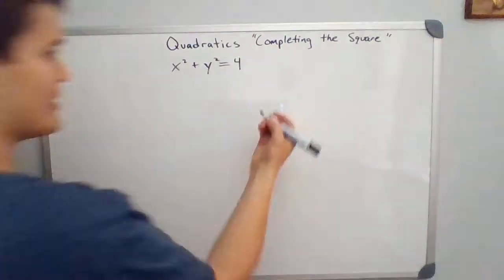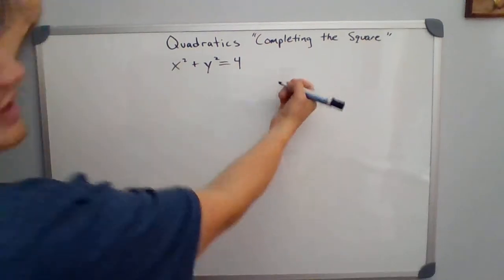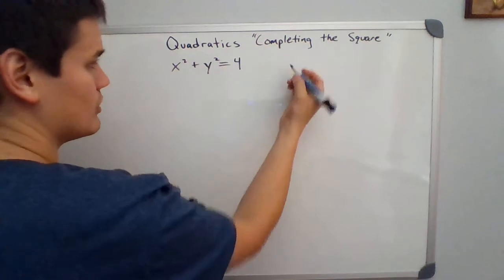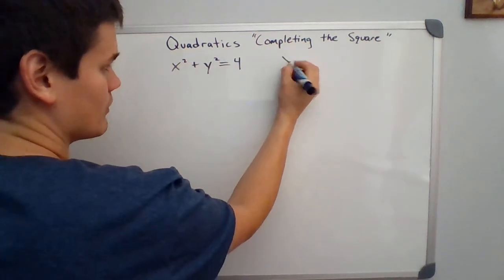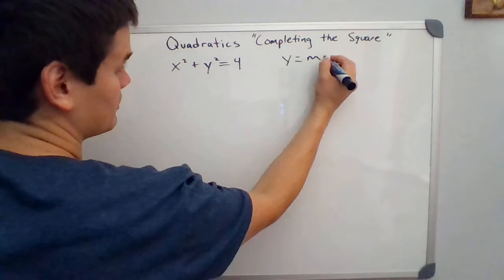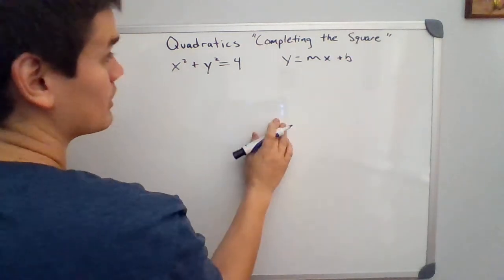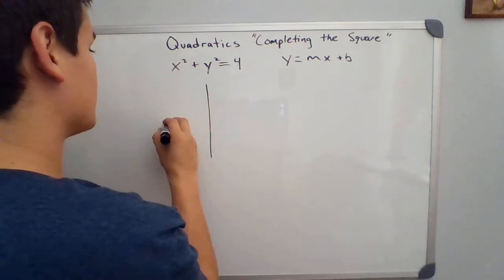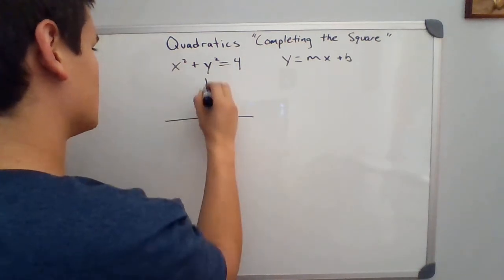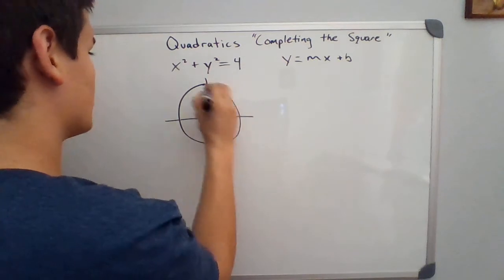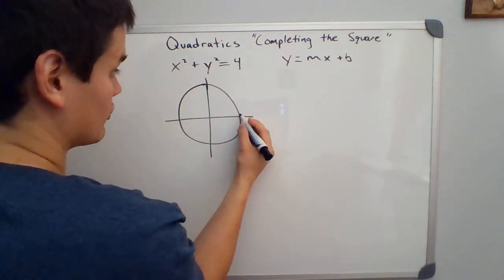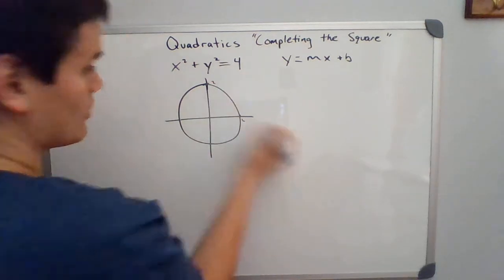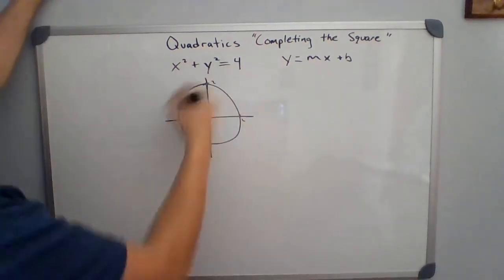I'm just going to stand here. So a line we know is going to be of the form y is equal to mx plus b. That's slope-intercept form. But I want it to intersect this circle, and this circle has a radius of 2. So if that's 2, and then that's 2, that's my xy plane. That's going to be the circle there.